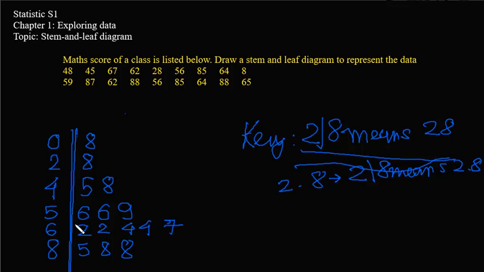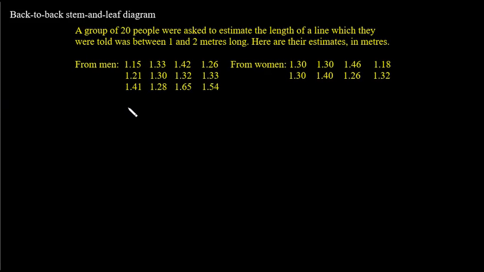So the next part we will move to the back-to-back stem and leaf diagram. For one group of data, we will use a stem and leaf diagram, but for a group of data with two different categories, we'll use a back-to-back stem and leaf diagram.